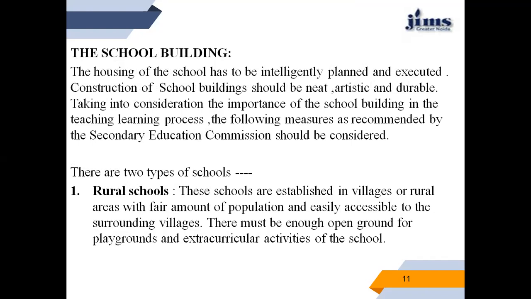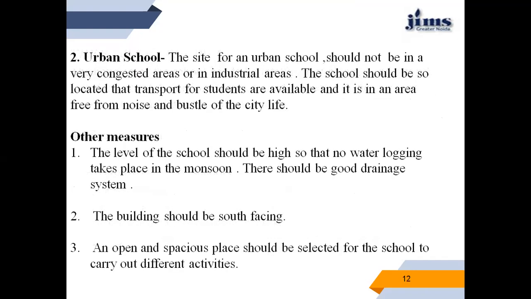Number 1, rural schools. These schools are established in villages or the rural areas with fair amount of population and easily accessible to the surrounding villages. There must be enough open ground for playgrounds and extracurricular activities of the school. Number 2, urban school. The site for an urban school should not be in a very congested area or in the industrial areas. The school should be so located that transport for students is available and it is in an area free from noise and bustle of the city life.